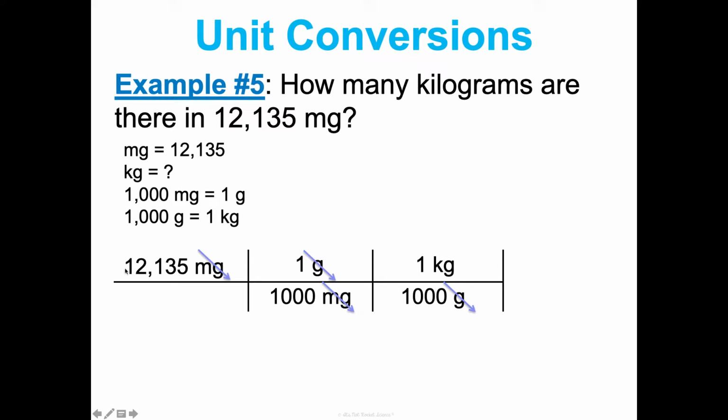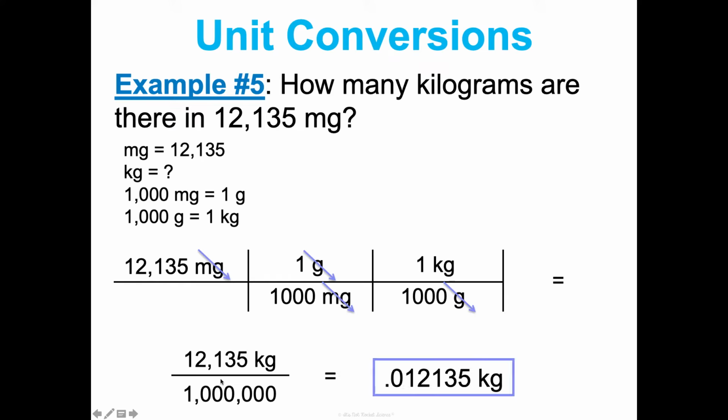Now we just multiply across. 12,135 times 1 times 1 is 12,135 kilograms. That's my unit that's left. And then 1,000 times 1,000 is 1 million. Now I divide, and I get 0.012135 kilograms is how many kilograms are in 12,135 milligrams.